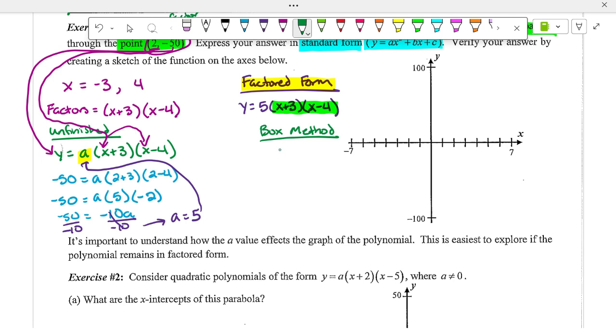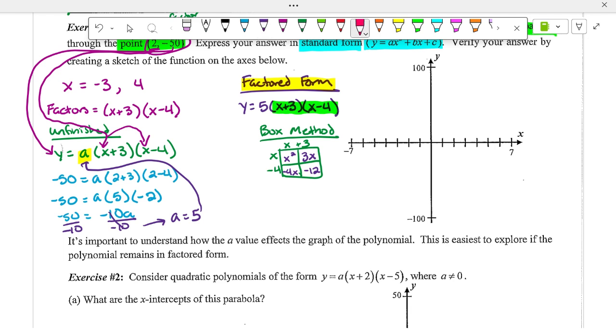All right. So I got my box here. It's 2 by 2 because there's 2 terms in each factor. Put x plus 3 on top, x minus 4 on the side. So what's x times x? X squared. X times 3? 3x. Negative 4 times x? Negative 4x. And negative 4 times 3? Negative 12.